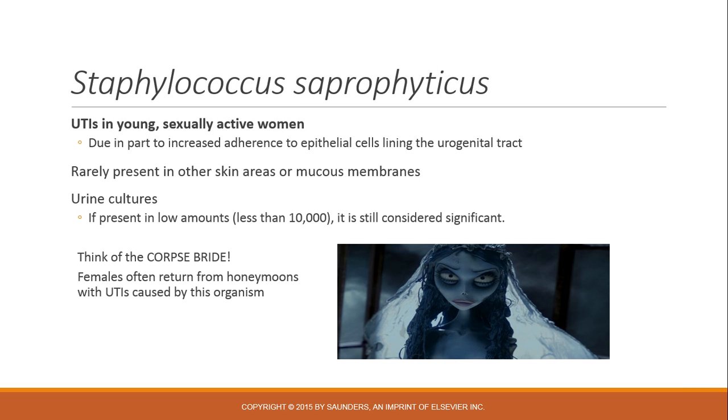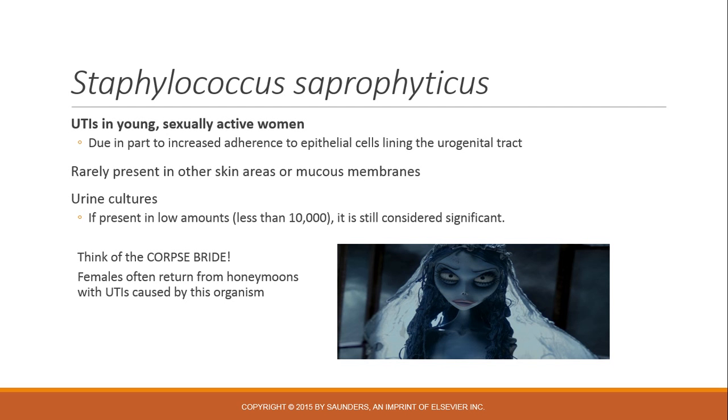And let's see, Staphylococcus saprophyticus. This one usually causes urinary tract infections in young sexually active women. So I always think of the corpse bride, because a lot of times women will come back from their honeymoon with a urinary tract infection because of this one. It's usually present on skin or mucous membranes. It's like an opportunistic pathogen, so it can take advantage of circumstances if they are good for it.